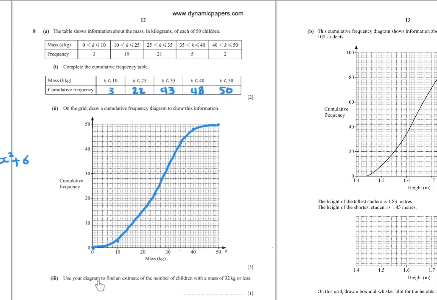Triple I, use your diagram to find an estimate of the number of children with a mass 32 or less. 32 or less, this is the mass, it is 32. So go up till you reach the curve. This is the point. So from 32 till you reach the curve, then go to find the corresponding value. Now you have this number 36. So the estimate is 36.